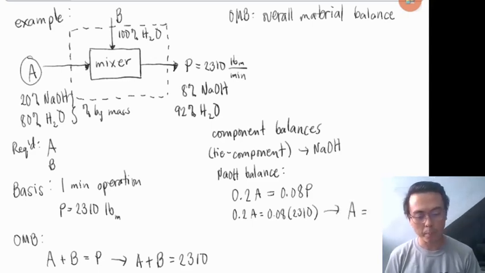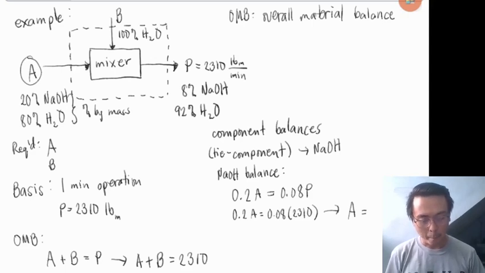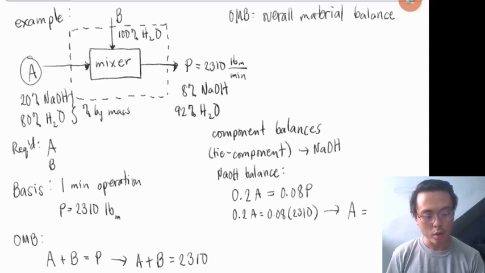So let's compute. So this is 2310 times 0.08 divided by 0.2. So A is 924 pounds mass.